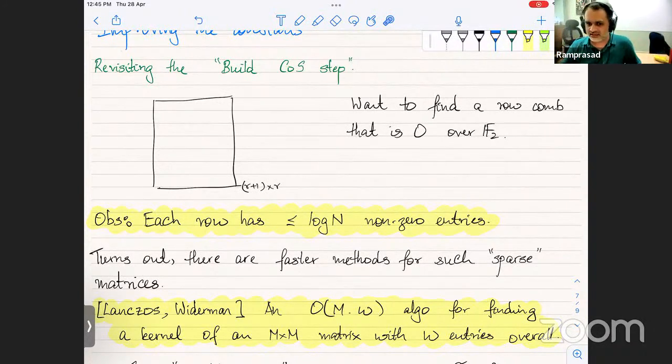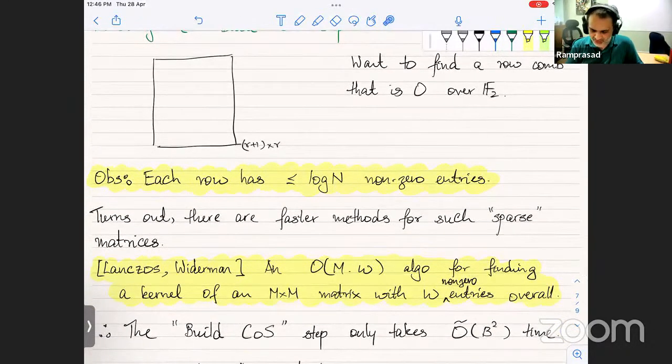It turns out that there is an algorithm which runs in time m times w, if you have an m cross m matrix and you want to, let's say, find its kernel, but you're promised that there are only w non-zero entries overall. In our case, what is m and w? m is equal to b roughly, because that's the dimension of the matrix we are looking at. And what is w going to be? Well, each row has at most log n entries, so w is going to be something like b log n. So instead of the order b cube time that we had, we can now have an order b squared time algorithm to find this congruence of squares more efficiently.